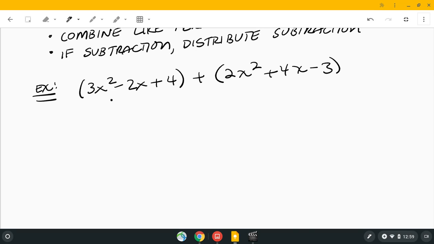So I'm just going to go ahead and combine like terms. So x squared, these are like terms. This x and this x term, those are like. And the 4 and the negative 3, these are like terms. All right. So 3x squared plus 2x squared is 5x squared.